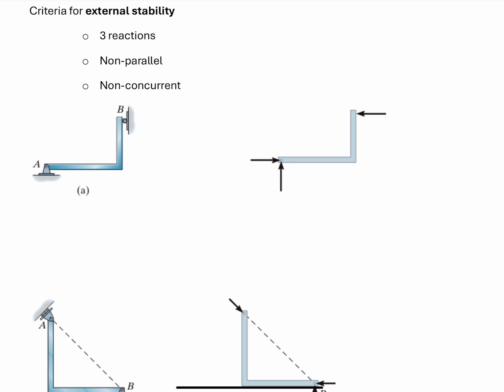First of all, look at the first structure. We have three reaction forces, two at support A and one at the roller support B. The three reaction forces are not parallel and they are not concurrent. So this is a stable structure, based on the criteria shown here. We can detect this just by observation.